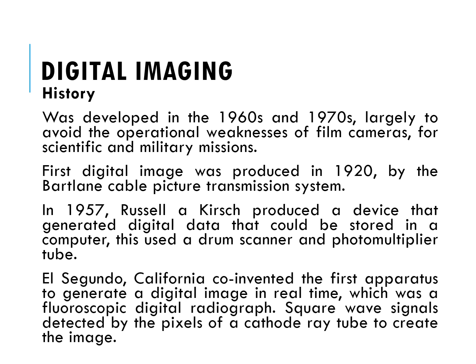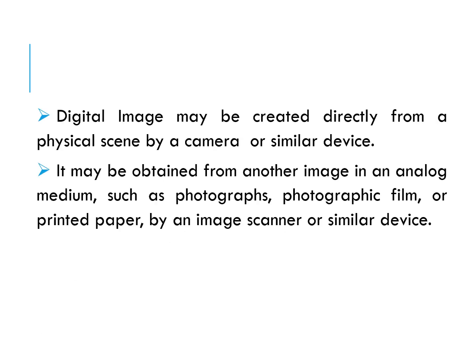El Segundo, California co-invented the first apparatus to generate digital images in real time, which was a fluoroscopic digital radiograph. Square wave signals detected by the pixels of the cathode ray tube create the image. A digital image may be created directly from a physical scene by a camera or similar device. It may be obtained from another image in an analog medium such as photographs, photographic film, or printed paper by an image scanner or similar device.